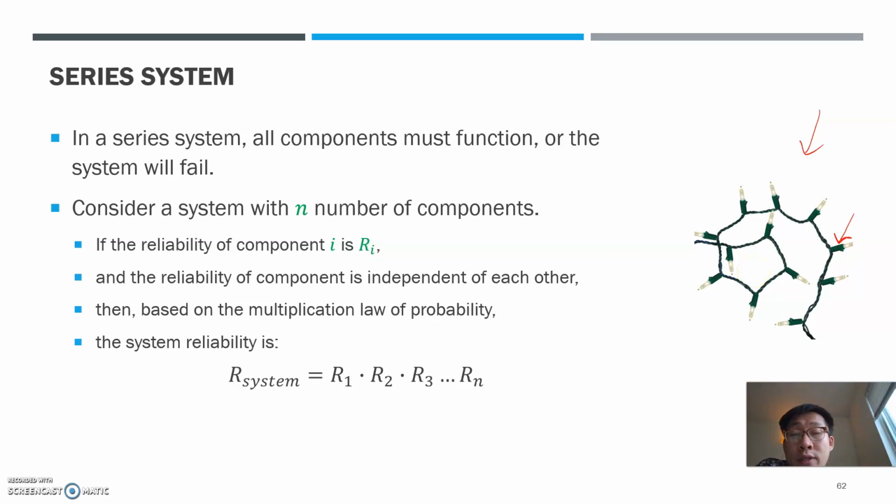So theoretically, when you consider a system with n components, right, if the reliability of component i is Ri, the reliability of each component is independent of the others. That means the failure rate of this light bulb is not dependent on this particular light bulb. Okay, what we're trying to emphasize is that each light bulb has its own chance of failing. It is not being interfered with by the failure of some other light bulbs.